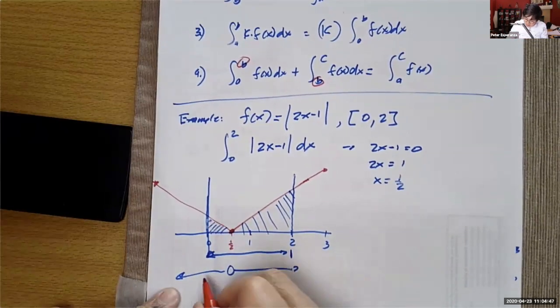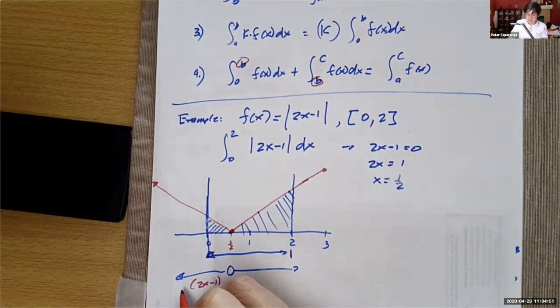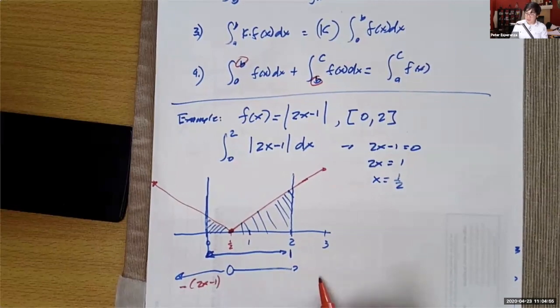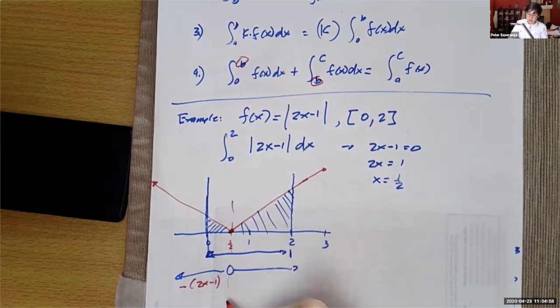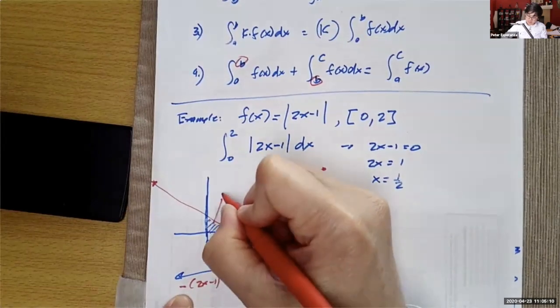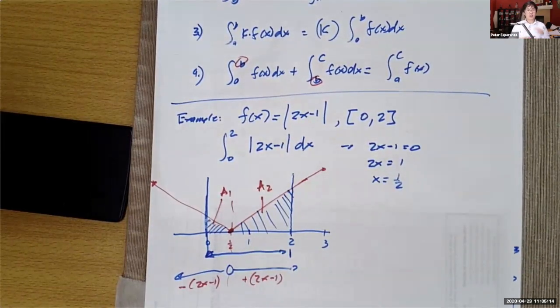So this function represents negative 2x minus 1, the negative value. And from here up until here, this will be 2x minus 1, the positive value of x. So basically, you have two functions that you're going to be integrating. You have area 1 and area 2, so now you're computing the area for two functions.